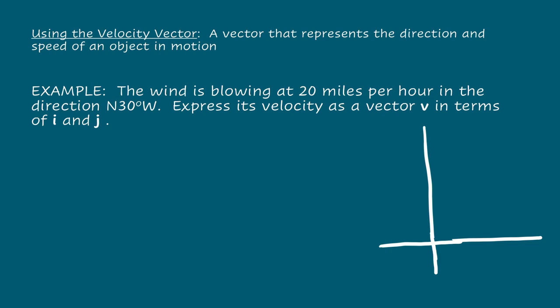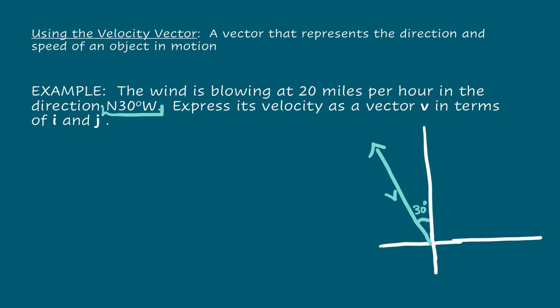So first, let's represent this problem graphically. We're talking about a vector that is going 20 miles per hour in the direction north 30 degrees west. So we're going north and a bit west at 30 degrees. So we're going roughly this direction, 30 degrees. All right, so here's our 30 degrees right here. That's about where we are roughly. Okay, that's our vector right here.